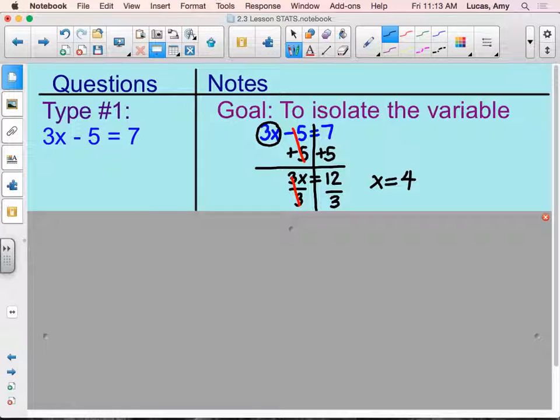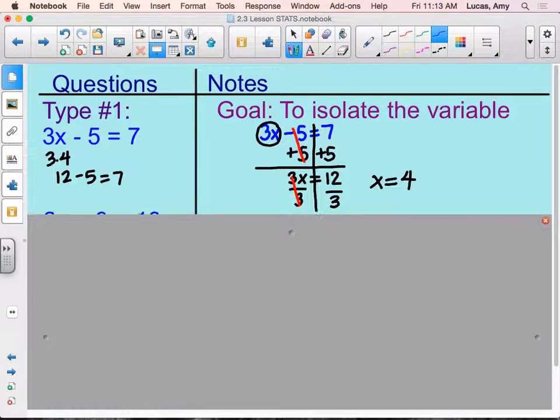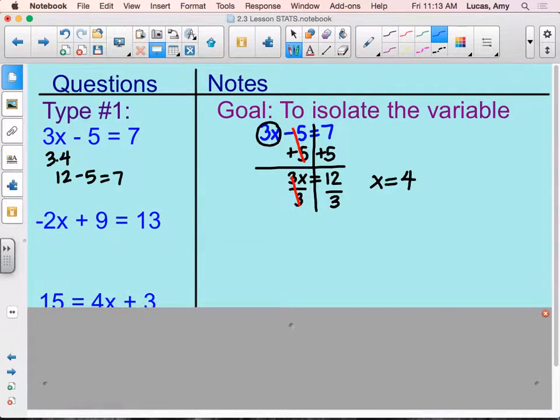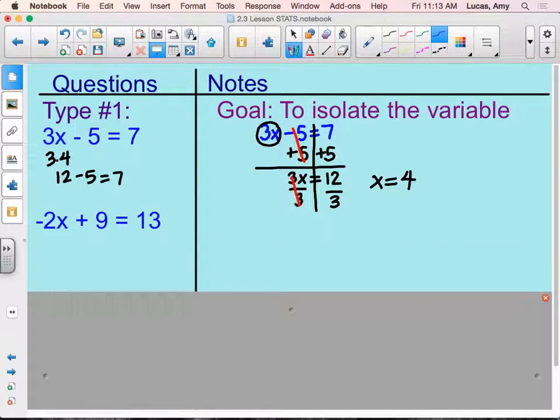If I plug the 4 in to check this equation, it would work. 3 times 4 is 12. 12 minus 5 is 7. Perfect. You can always check your answers to make sure that you're correct. You do not have to show that you've checked, though. That's just something for those of you who really like to make sure that you've got the correct answer.